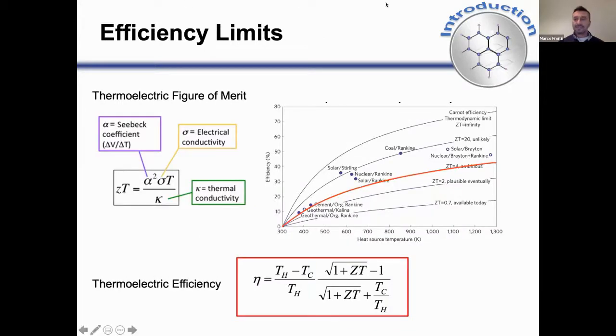Now, this plot shows where we are at the moment with the figure of merit. We can reach a figure of merit around 1. Ambitious would be 4, and of course, there's no limit to that, if not the Carnot efficiency.